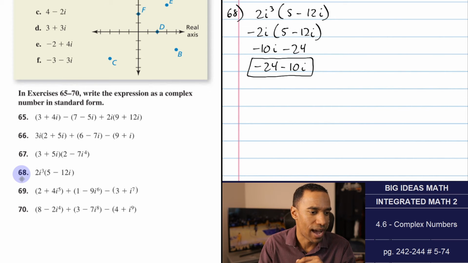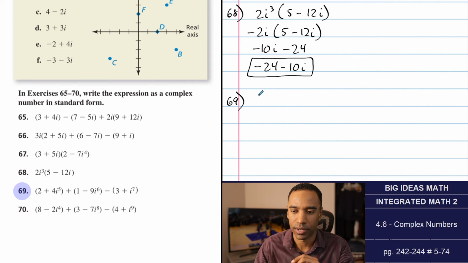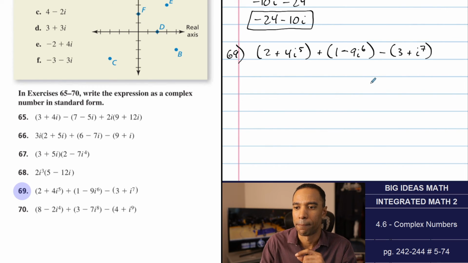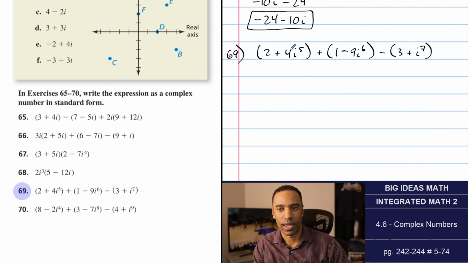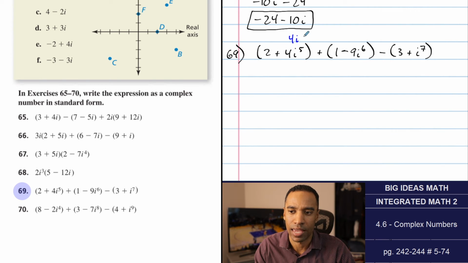Number 69, we get to simplify things again here. They get more crowded. We have 2 plus 4i to the 5th plus 1 minus 9i to the 6th minus 3 plus i to the 7th. Okay. Kind of doing two steps at once. I'm going to write above what I can translate this to. i to the 5th is the same as i, so this is the same as 4i here.